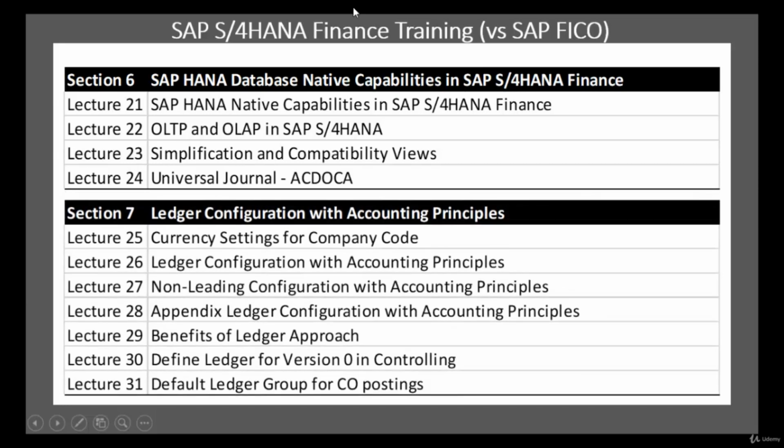In section 7, I will show you the ledger configuration with accounting principles and a new screen for currency settings for company code. And then I will create a non-leading ledger, appendix ledger, which is a newly introduced ledger in SAP S/4HANA, and the benefits of ledger approach. Then I will define ledger for version 0 in controlling and ledger group for CO postings.